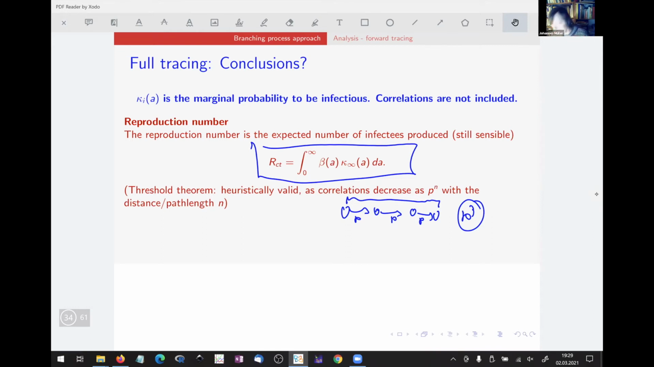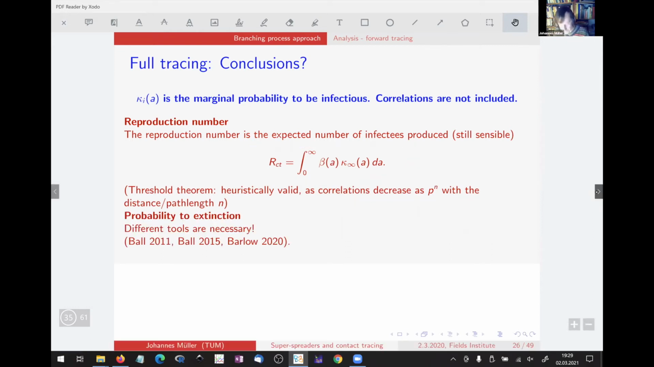Though again, mathematically, it's difficult. And in particular, the probability of extinction cannot be attacked in that way. So I think the threshold theorem is still okay, but to get the probability of extinction, we need different tools. There are some papers, but to a large degree, I think a full understanding is still open. So again, correlations are really ugly.